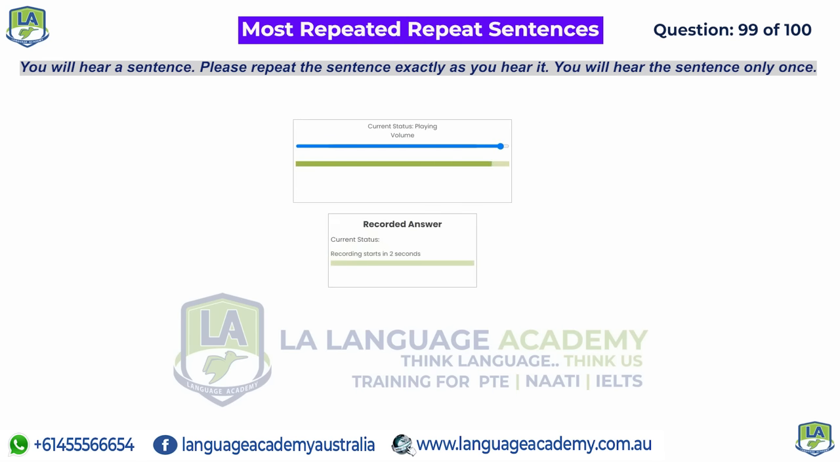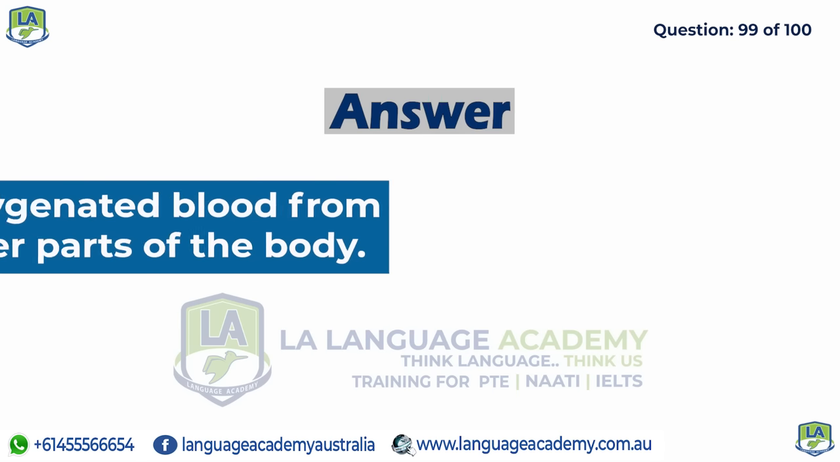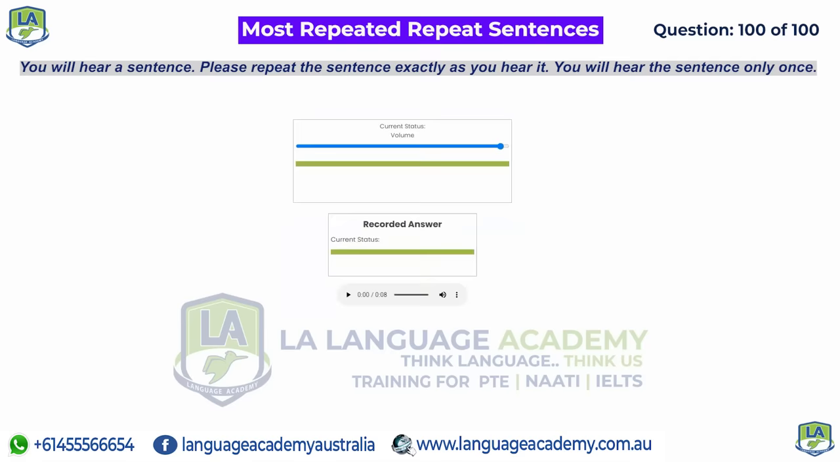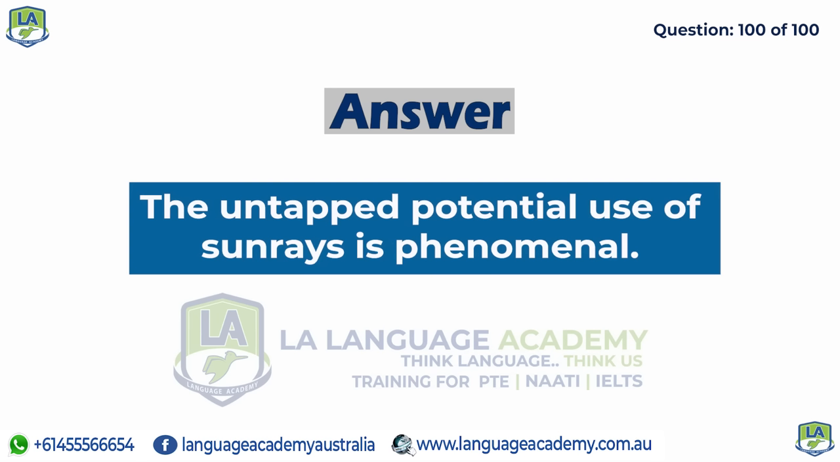Arteries carry oxygenated blood from the heart to other parts of the body. The untapped potential use of sun rays is phenomenal.